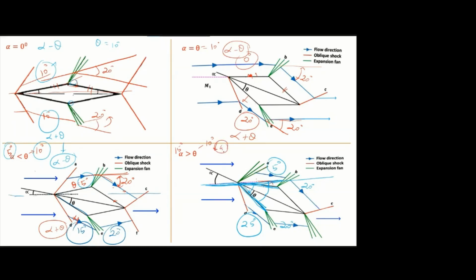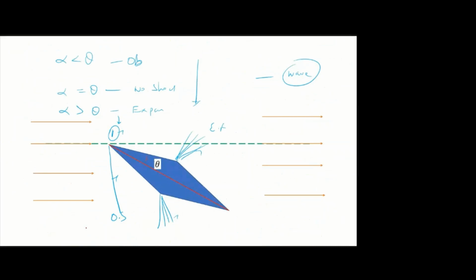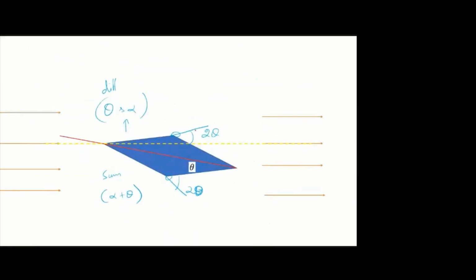Yes, sir. Then the fourth case. Here it is the difference between alpha and theta, 15 minus 10, it is 5 degree. And here it is the sum of alpha plus theta, 15 plus 10, it is 25 degree. Behind the expansion, it is 2 theta. That's it, the shortcut. Regarding the wave, here it is oblique, these two are expansion, and this corner will vary according to alpha. Smaller means oblique, equal means no shock, greater means expansion. And for the flow deflection angle: here 2 theta, here 2 theta, here the difference, here the sum. That's it.